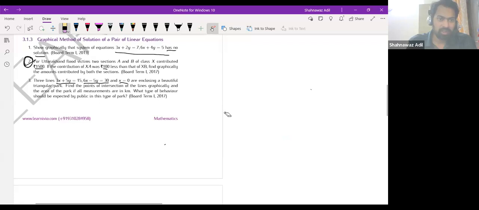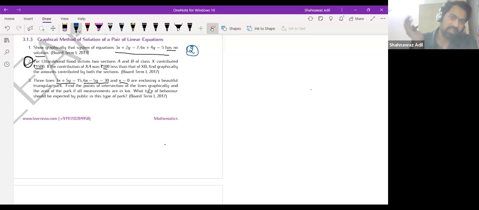Okay, so for Uttarakhand flood victims, Sections A and B of Class 10 contributed 1500, right? If the contribution of 10A was 100 less than that of 10B, find graphically the amounts contributed by both sections, right? So we have this question number 2, and we have to plot, and graphically find out what is the amount contributed by both the sections, right?